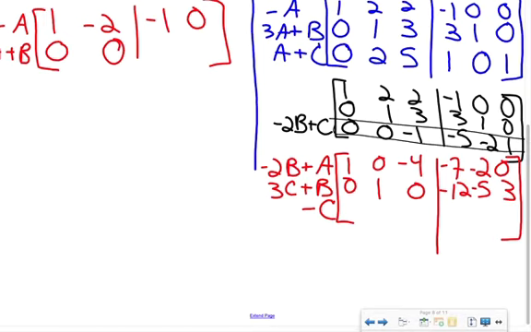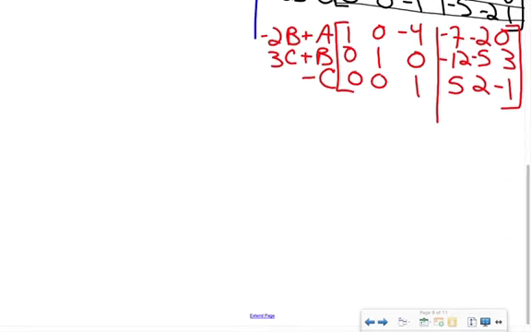And then finally, I'm just changing the signs in the next row. So 0, 0, positive 1, positive 5, positive 2, negative 1. We're almost there. Last thing I need to do is get rid of the negative 4 in row A. And I'm going to achieve that by multiplying row C by 4 and adding it to row A.